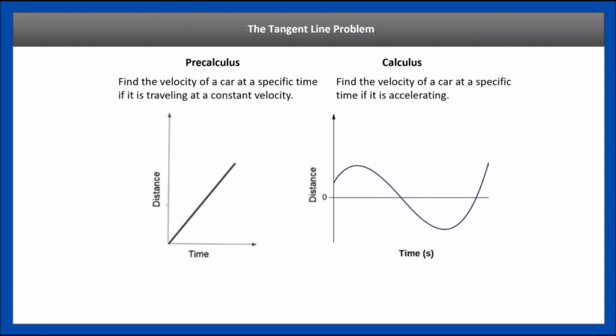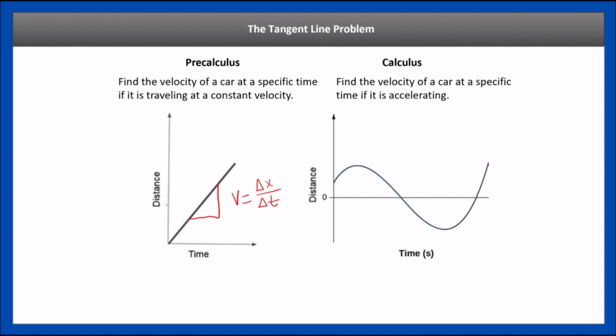For the tangent line problem, the idea was that in pre-calculus or algebra, you can find the velocity of a car at a specific time if it is traveling at a constant velocity. In order to find the velocity of this car moving, with this curve, you simply needed to find the slope of that curve, and that gave you the velocity. The velocity was the change in the distance over the change in time. So that was the slope.